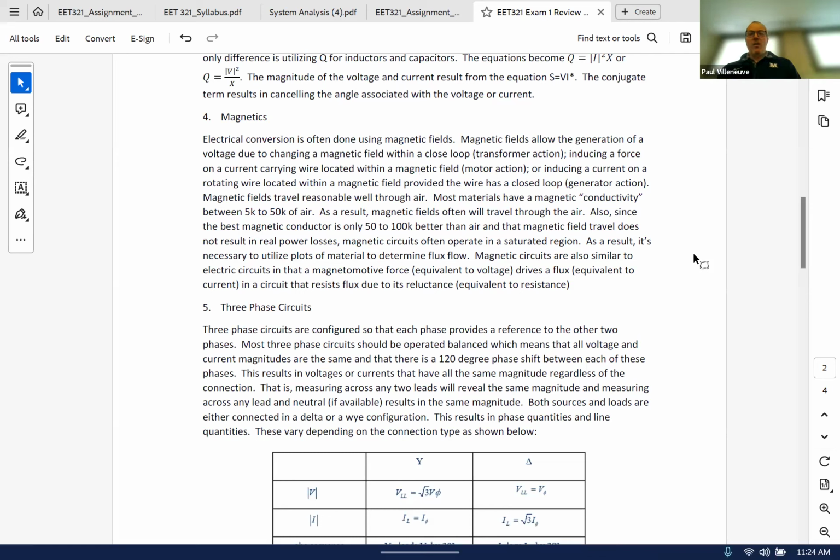I think that's it. Oh, last thing, magnetic circuits, they tend to saturate because they are not great conductors. And so we run them at higher levels of saturation, which means they're no longer in their linear operating point. And so anytime you do things that are non-linear, if you want to be 100% accurate, you've got to look at curves.